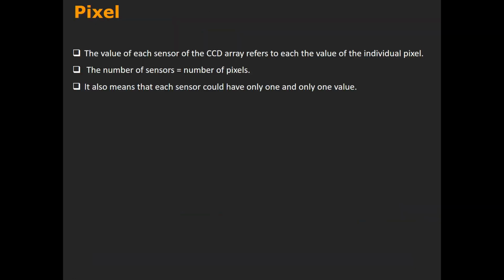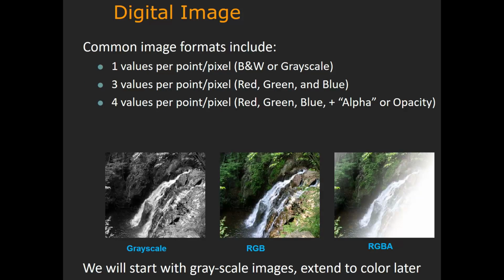The value of each sensor of the CCD array refers to the value of the individual pixel. The number of sensors is equal to the number of pixels. It also means that each sensor could have only one value, so each pixel consists of only one single value. Common digital image formats include one value per pixel, which is a black and white or grayscale image. Three values per pixel are red, green and blue. Four values per pixel are known as red, green, blue plus alpha.